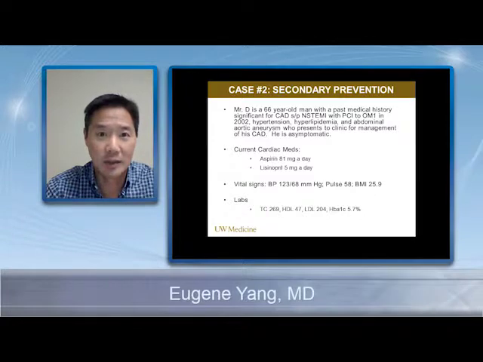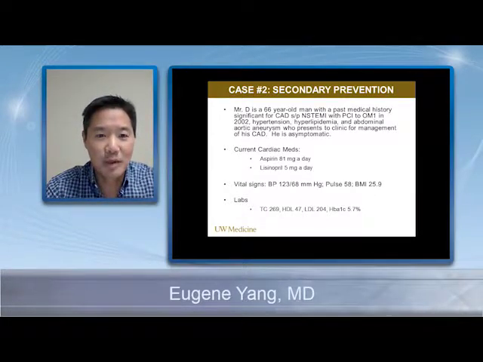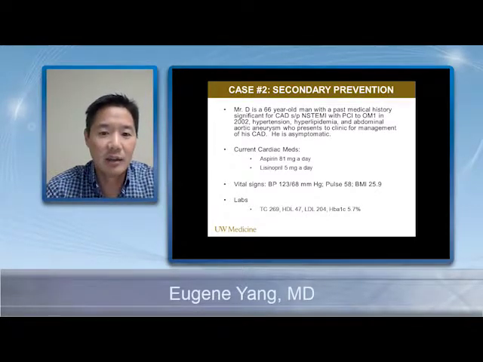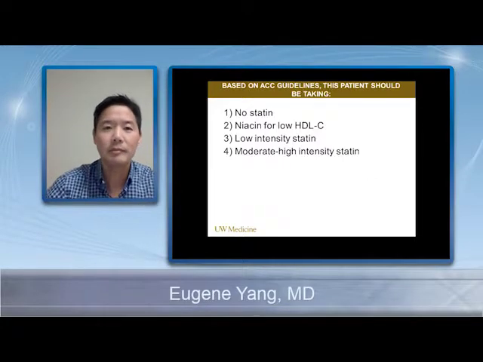Fortunately, he has not had any recurrence of symptoms, and you can see that his medications include aspirin and low-dose lisinopril. His blood pressure is well controlled at 123/68. His BMI is slightly in the overweight category at 25.9, and you can see his lipids are quite abnormal, with a total cholesterol of 269, an LDL that's very high at 204, and he has evidence of borderline prediabetes with a hemoglobin A1C of 5.7%.